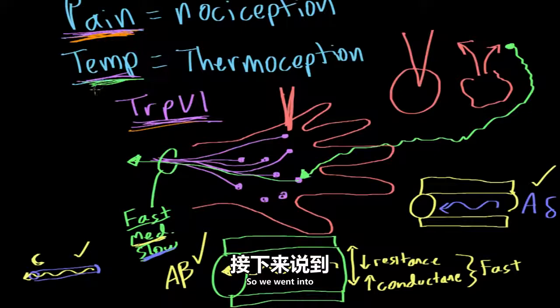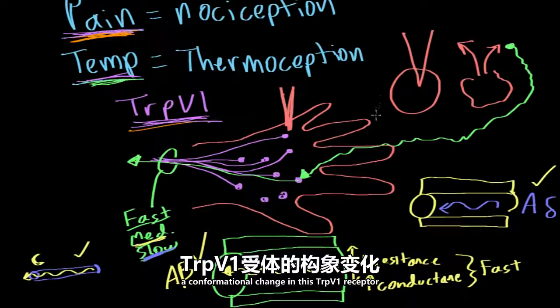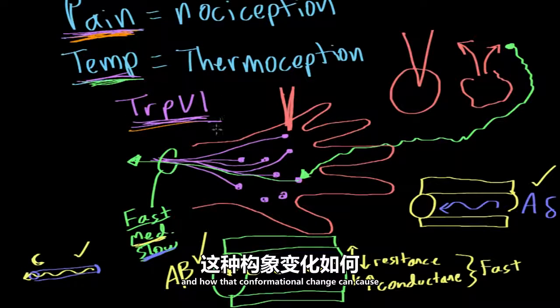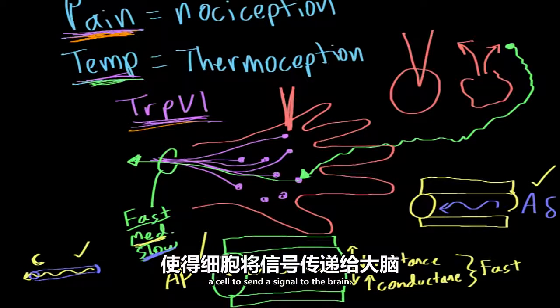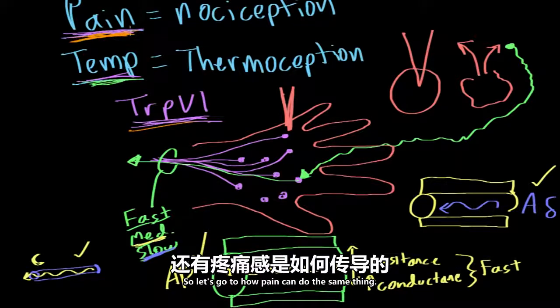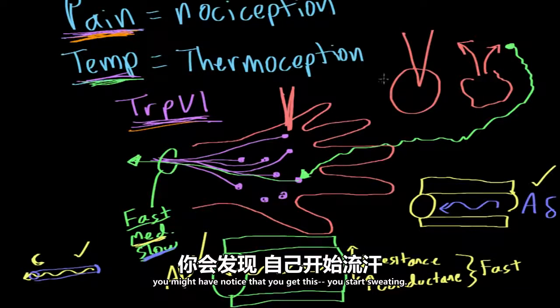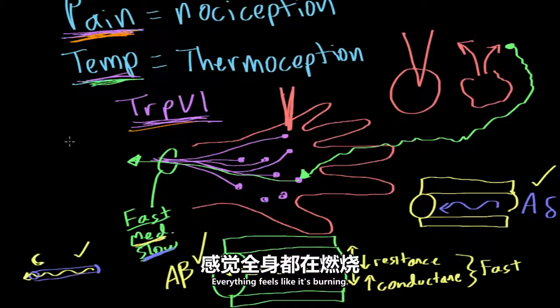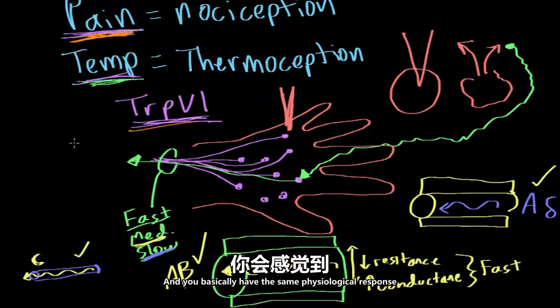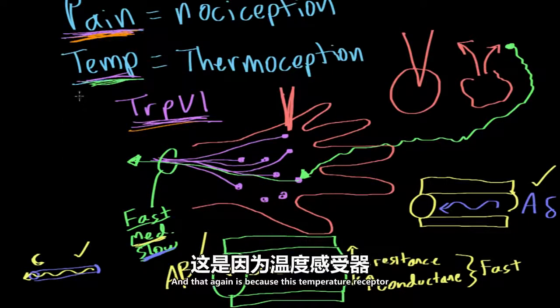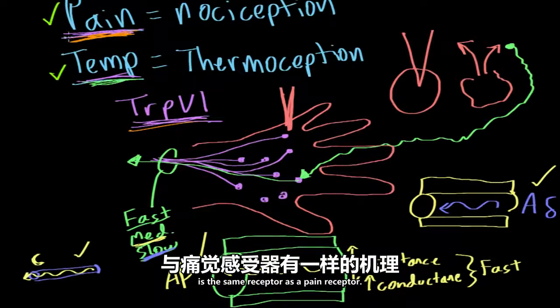So we went into how temperature can induce a conformational change in this TRPV1 receptor and how that conformational change can cause a cell to send a signal to the brain. So let's go into how pain can do the same thing. So whenever you eat a jalapeno, you might have noticed that you start sweating, everything feels like it's burning, and you basically have the same physiological response that you would if it was really hot outside. And that, again, is because this temperature receptor is the same receptor as a pain receptor.